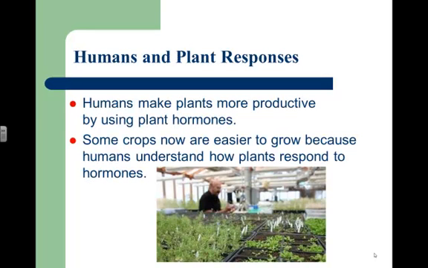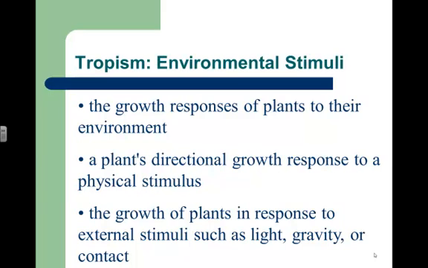So here's an example that man will use this knowledge of plant hormones to make it easier to grow their crops, also to control them. And so man now has the capability of producing seedless fruit. And they keep working on more that they try to get to be seedless.